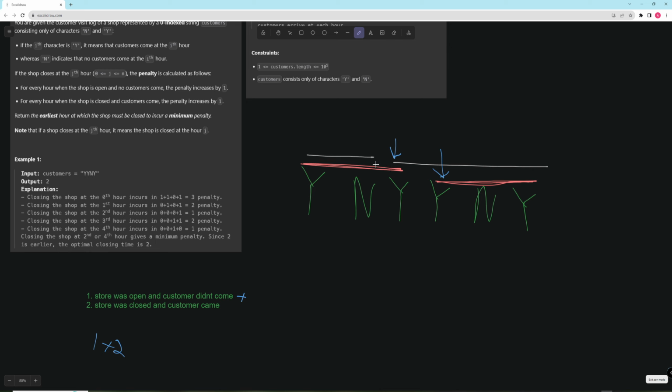So you're literally just taking a value from here, and you're just moving it over here. So we don't need to recalculate everything. We literally just need to update one value. So that's what we're going to be doing.